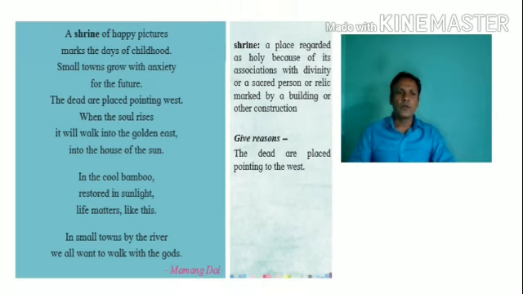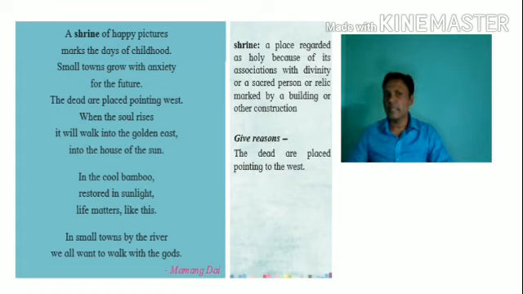In the cool bamboo, restored in sunlight, life matters like this. Here the poetess tells us that the bamboo gets restored in the sunlight. It means that though the sunlight is scorching, unbearable, the bamboo gets restored. It means that though the situation of the northeastern region is unbearable, life will get restored. Even if it may be after death.